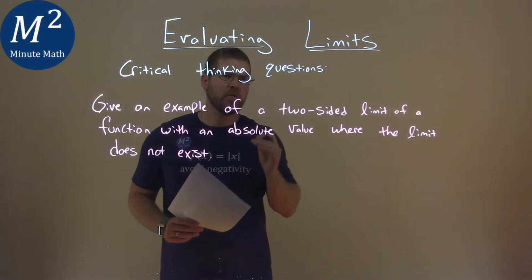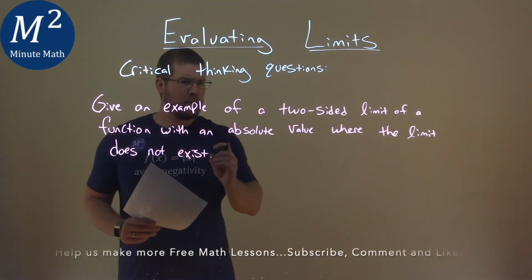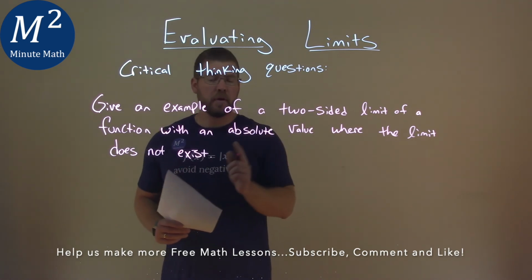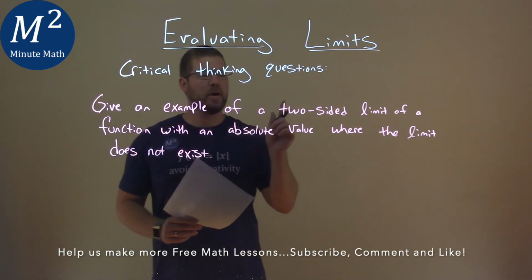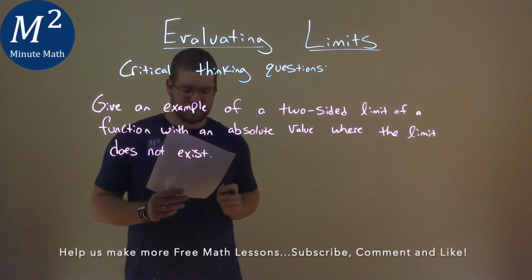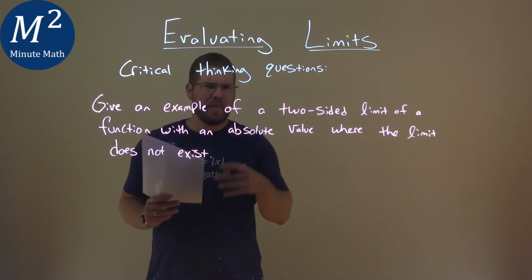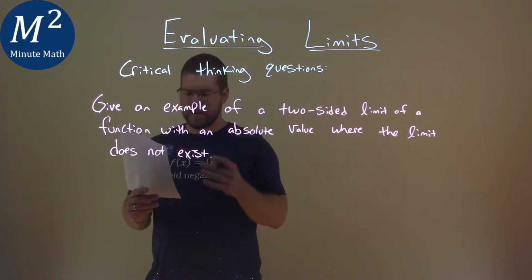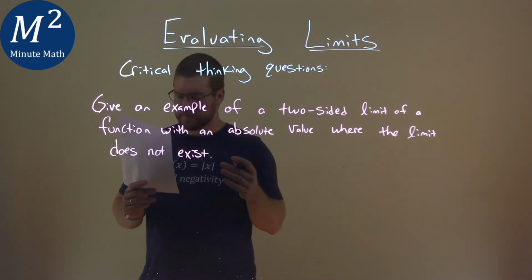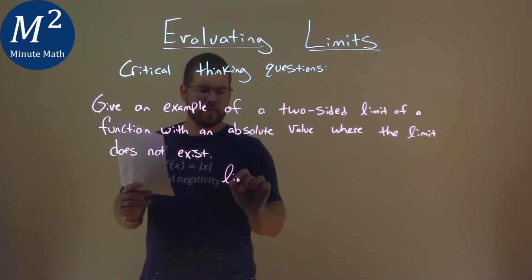We're given this critical thinking question. Give an example of a two-sided limit of a function with an absolute value where the limit does not exist. Well, there are many answers for this one, but we have to deal with an absolute value here. Like I said, many options. Let's keep it simple, start building this.